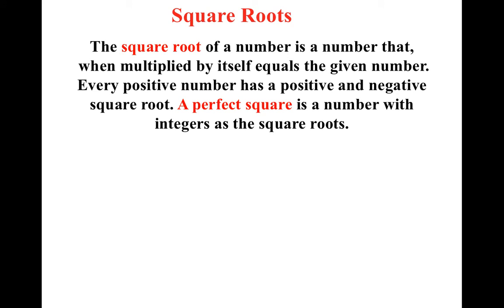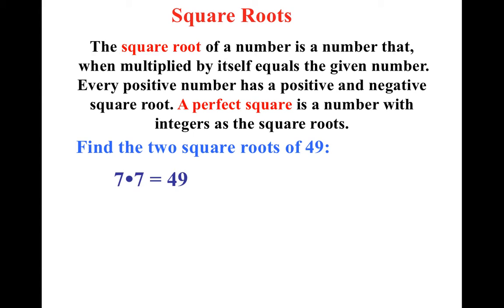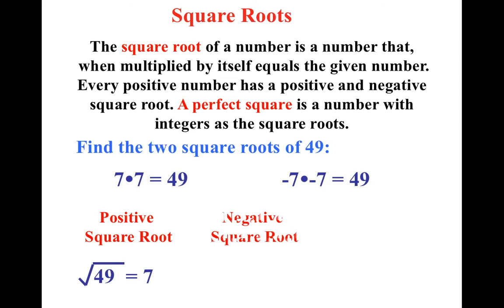So the square root of a number is a number that, when multiplied by itself, equals the given number. Every positive number has a positive and a negative square root. A perfect square is a number with integers as the square roots. So what are the two square roots of 49? Well, let's think about it. 7 times 7 equals 49, but also negative 7 times negative 7 equals 49. So the positive square root would be 7, and the negative square root would be negative 7.